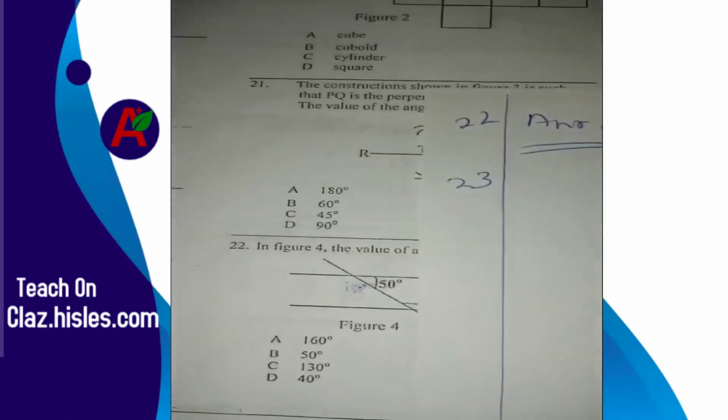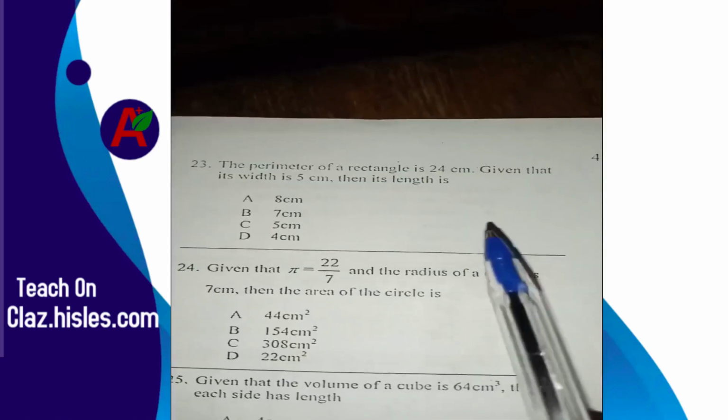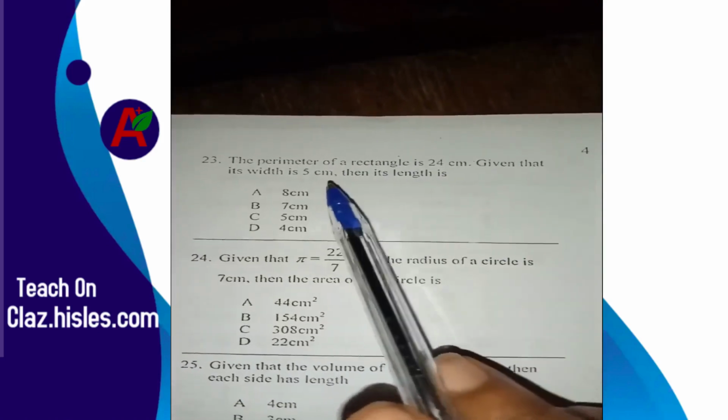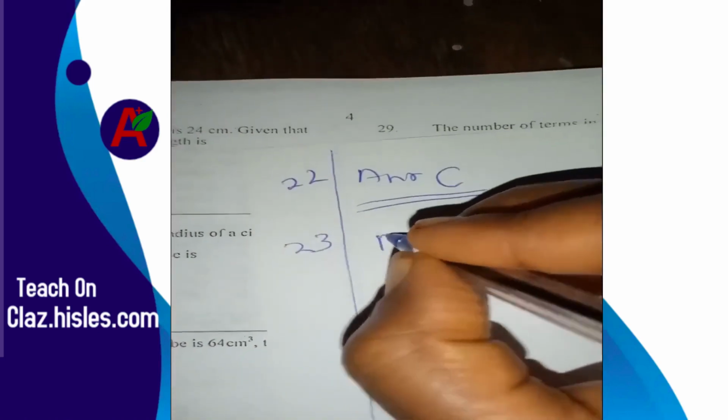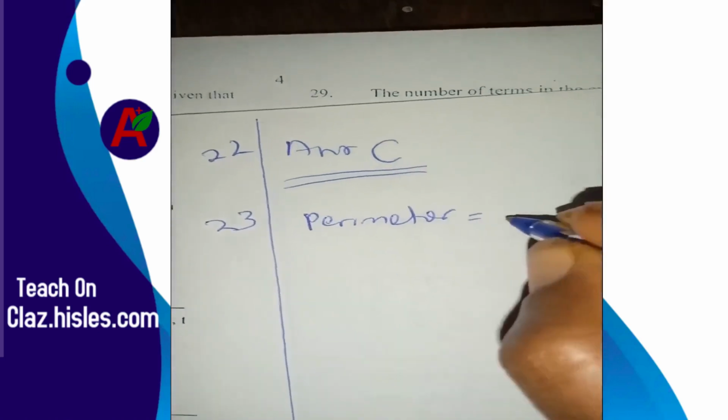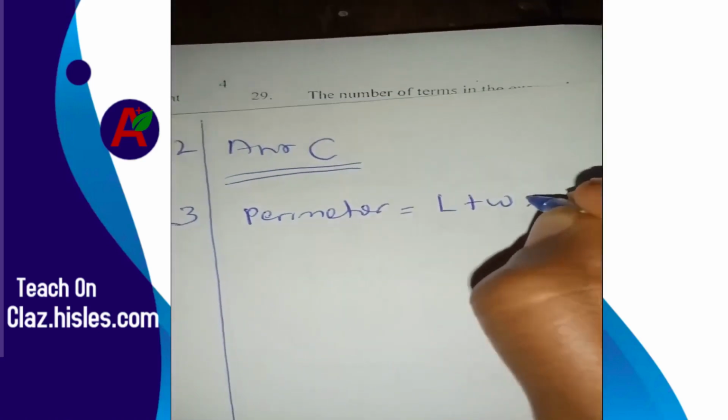Question 23. The perimeter of a rectangle is 24 centimeters, given that the width is 5 meters, then the length is. So the formula of perimeter is equal to length plus width times 2.